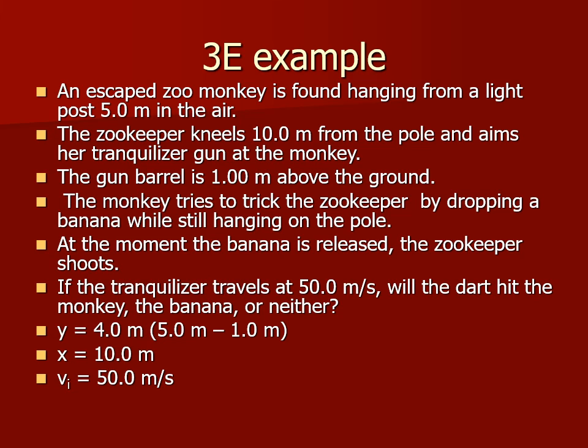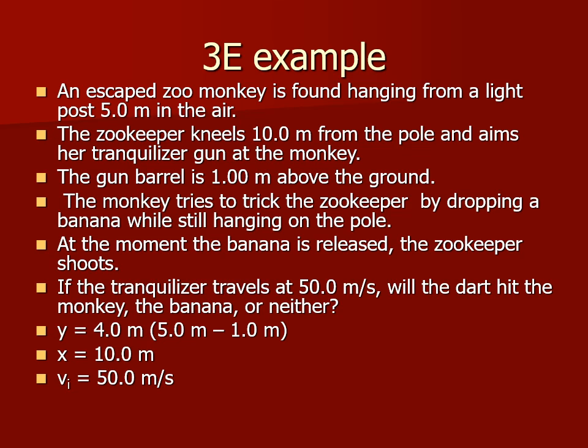The monkey tries to trick the zookeeper by dropping a banana while still hanging on the pole. At the moment the banana is released, the zookeeper shoots. If the tranquilizer dart travels at 50 meters per second, will the dart hit the monkey? Will the dart hit the banana? Or will the dart hit neither?